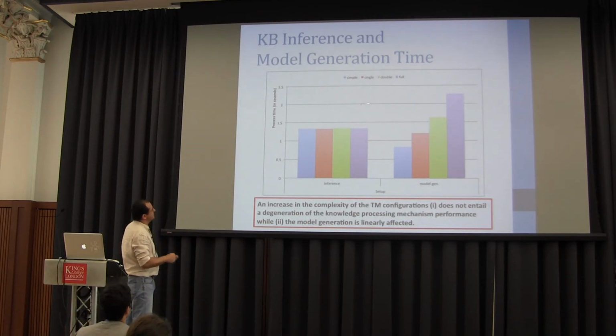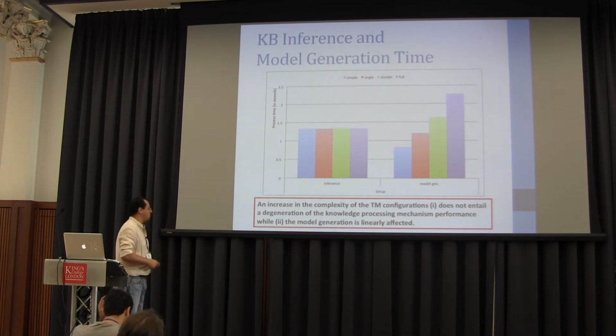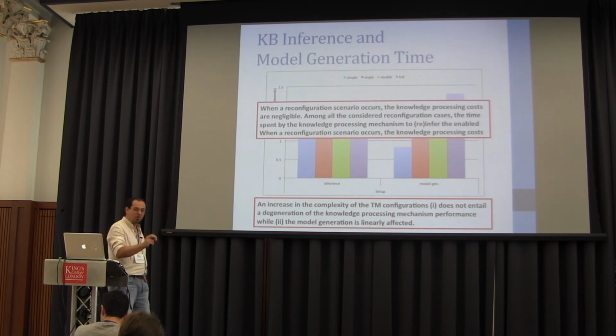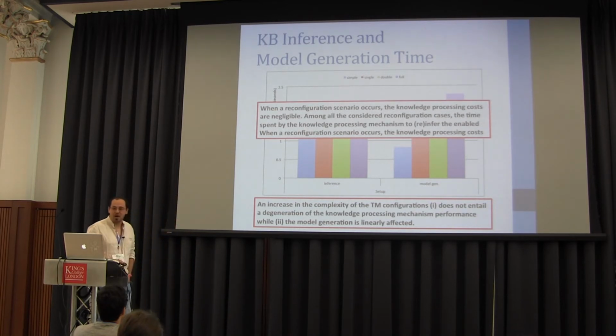In any case, please notice that the time and the cost are still under almost 2 seconds and a half. So the costs are still, let's say, reasonable for us. And in the case of the reconfiguration scenarios, whichever one we defined before, the knowledge processing costs again are negligible, because basically there are small modifications of the knowledge base. So again, the tools are very effective in managing and inferring the knowledge in this sense.